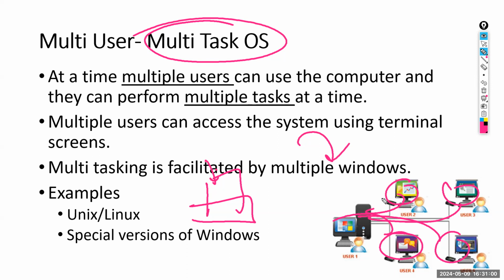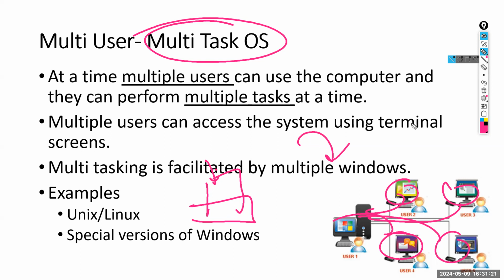And of course, they can run multiple tasks. They can run multiple programs at the same time. So then we say it's multi-user multitasking. Multiple users can log into the system at the same time, and those users can do different tasks at the same time.